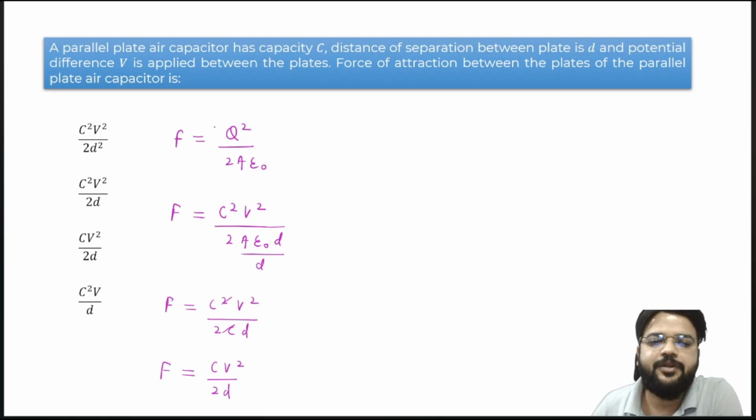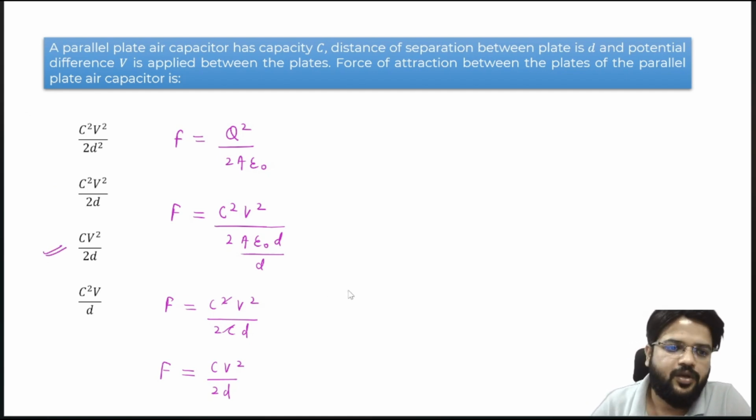Correct? So force between plates, how much? It is CV square by 2D. So the correct answer is what? It is option C, CV square by 2D. This is the correct answer. Note down, everyone.